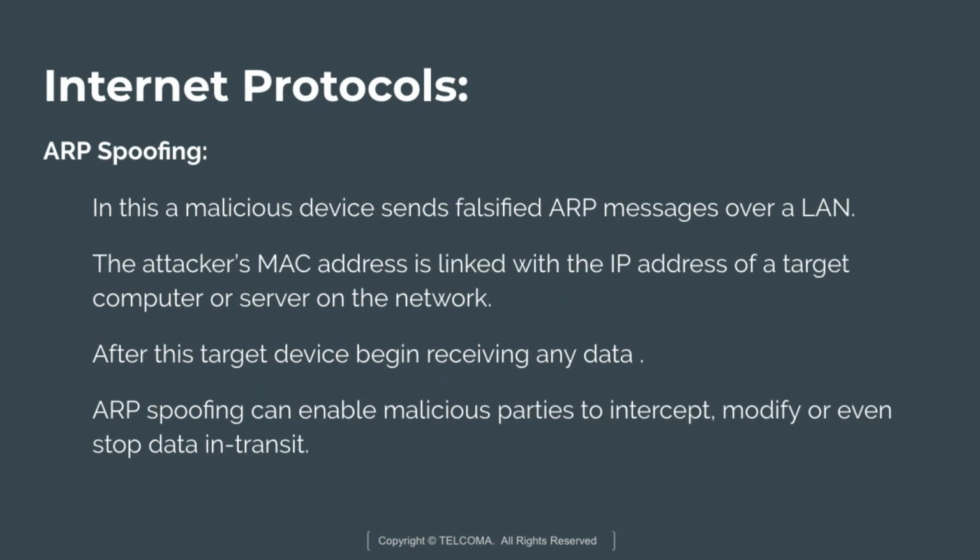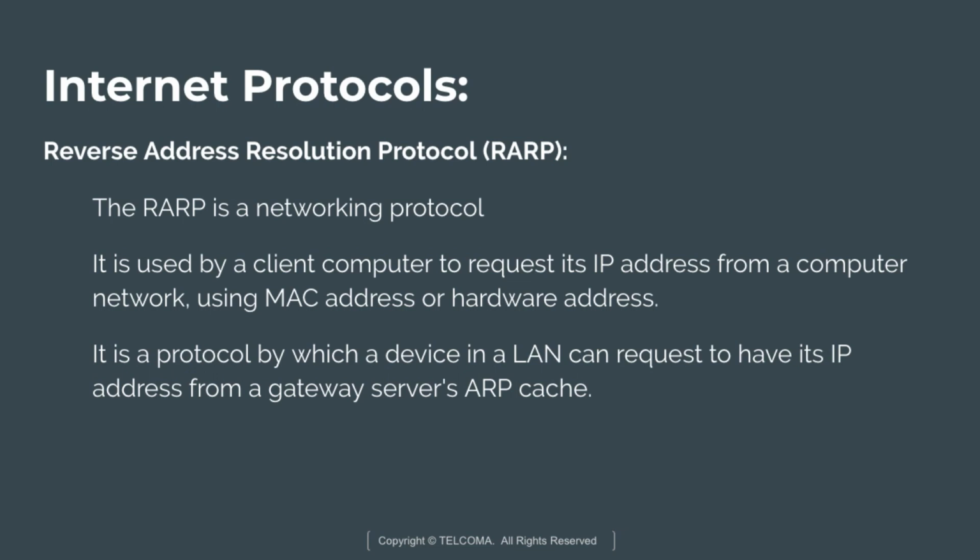Next is ARP spoofing. Here a malicious device sends falsified ARP messages over a LAN, and the attacker's MAC address is linked with the IP address of the target computer or a service on the network. After this, when the target device begins receiving data, ARP spoofing can enable malicious parties to intercept, modify, or even stop data in transit. An ARP spoofing attack can only occur on a local area network that utilizes ARP, that is, Address Resolution Protocol.